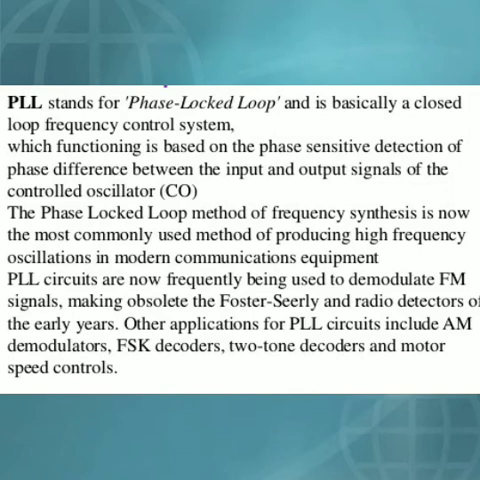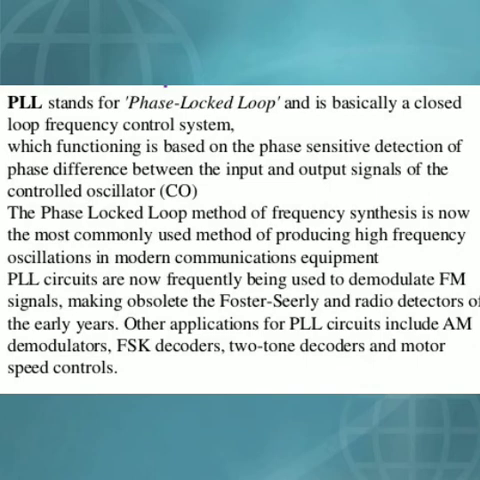PLL circuits are frequently used to demodulate FM signals, making obsolete the Foster Seeley detectors. The other applications of PLL circuits include demodulation, FSK decoders, two-tone decoders, and motor speed controls. For synchronization and demodulation circuits, the PLL is used. The PLL can also be used in clock recovery.